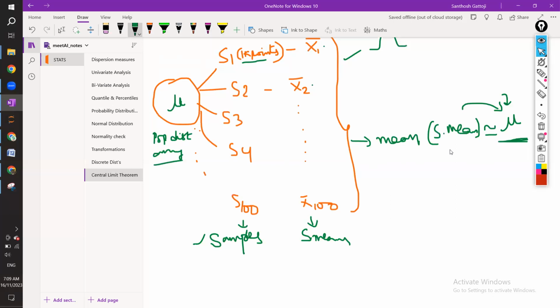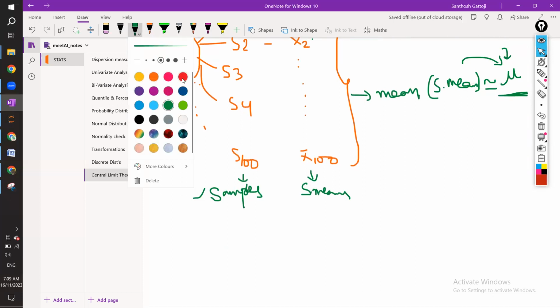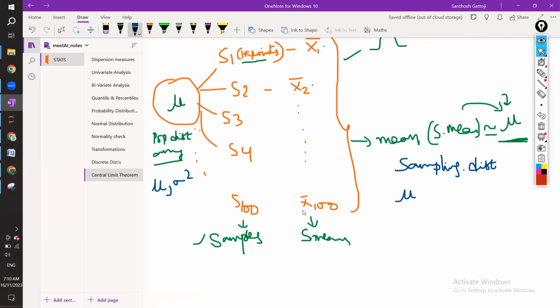Now, one thing you need to remember here is that the population parameters will be mu and rho square. What is mu? Mean. Rho square is the variance of the population. And the sampling distribution, the mean of the samples, will have a mean almost equal to mu.